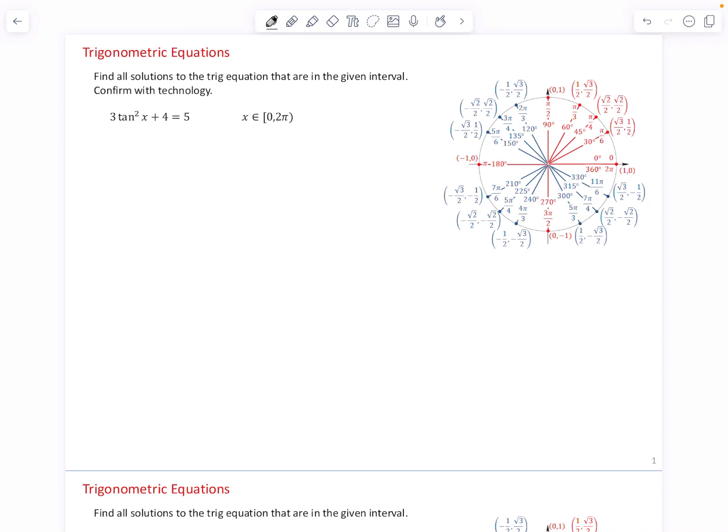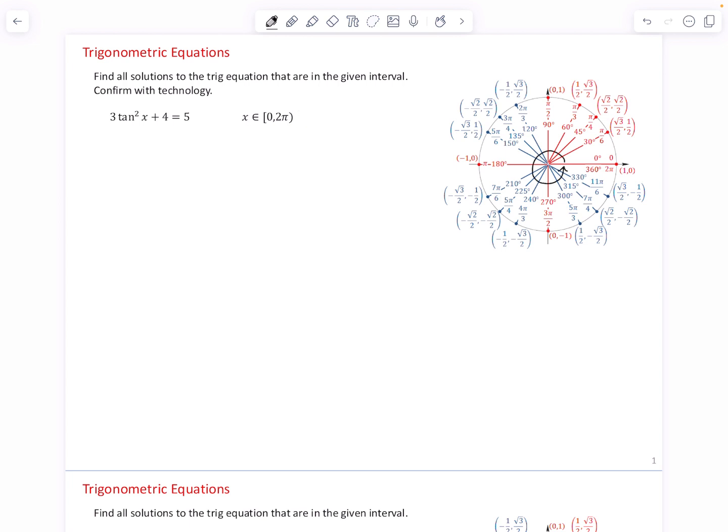Hello students, this lesson is on trigonometric equations. Find all solutions to the trig equation that are in the given interval. Confirm with technology. Okay, so our goal here is to find all angles x that satisfy this equation and that are in this interval. So x must range from 0 to 2 pi.